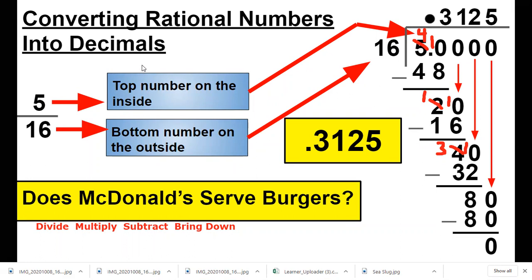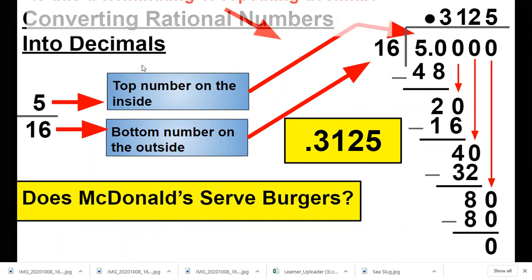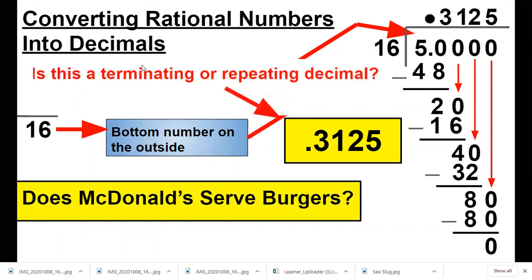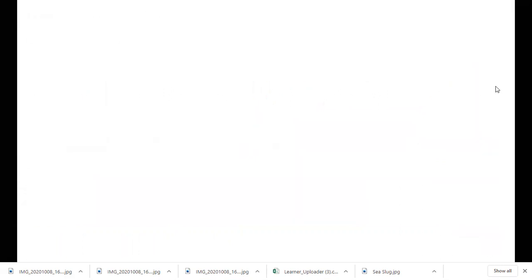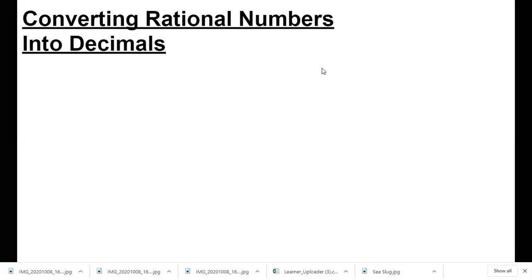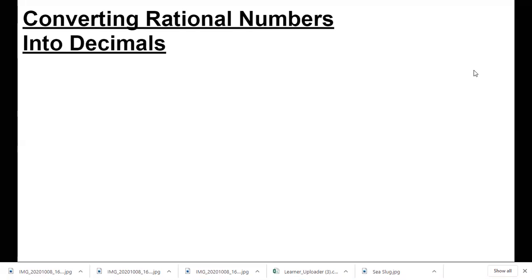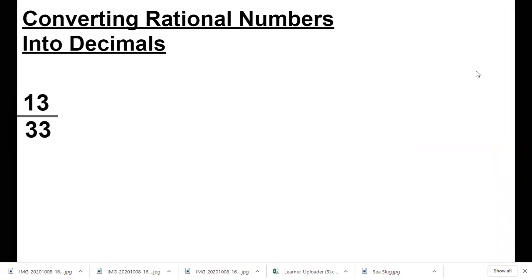I'm going to clear my drawings. Oh, we already answered that. Is this a terminating or repeating decimal? What did we say? Terminating, it ends, correct? It is a terminating decimal. Okay, let's move on to converting some more rational numbers into decimals, some more fractions into decimals. This time we have 13 over 33.